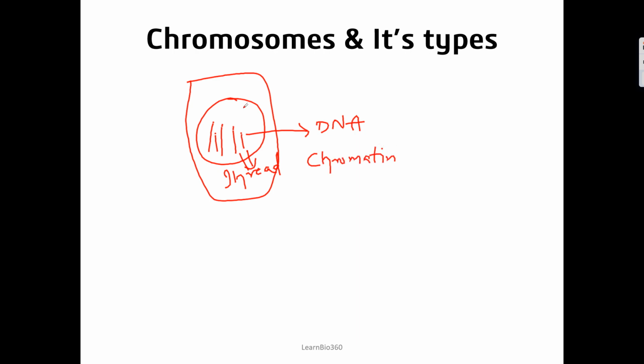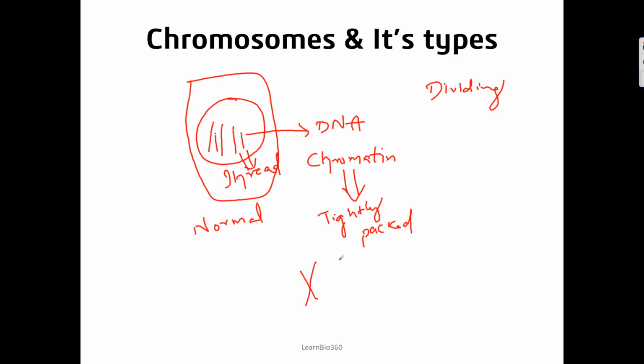So in all the normal cells, this is how the DNA will be, in the form of thread-like structures. But in case of dividing cells, it means the cells which are undergoing cell division, this chromatin is tightly packed, and these tightly packed structures are represented in the form of X-shaped structures, and these are called chromosomes.